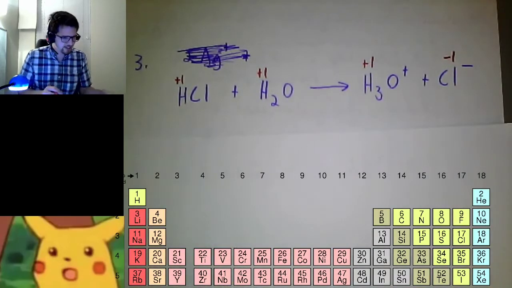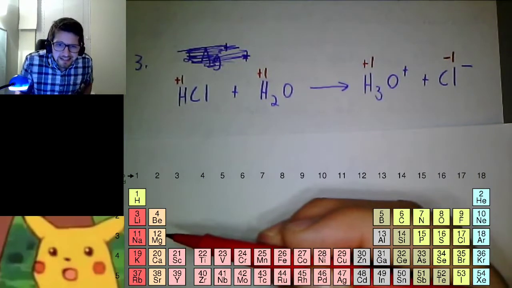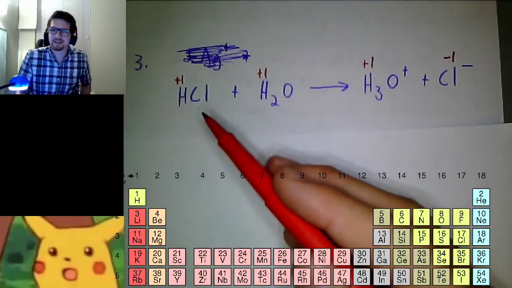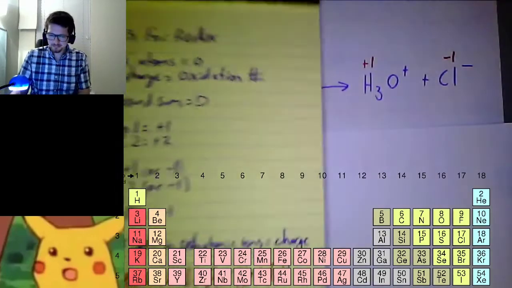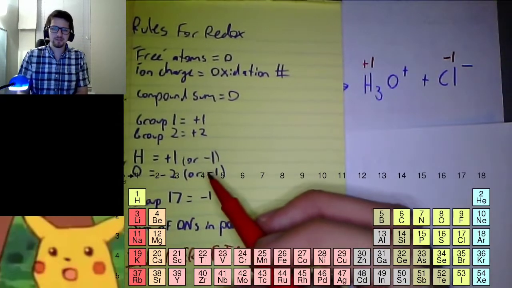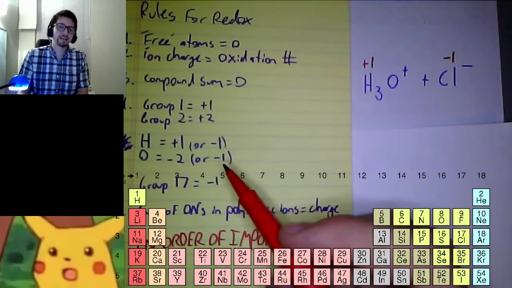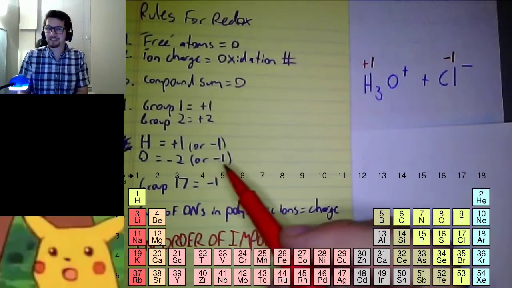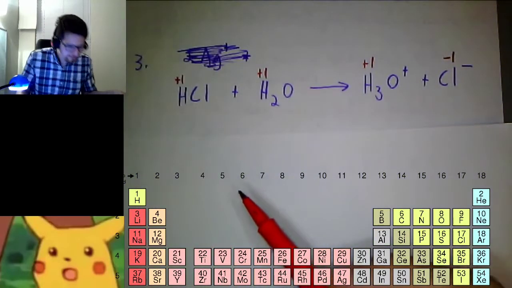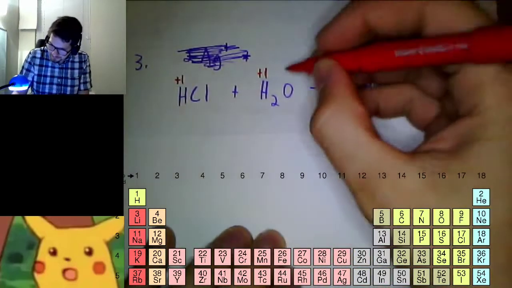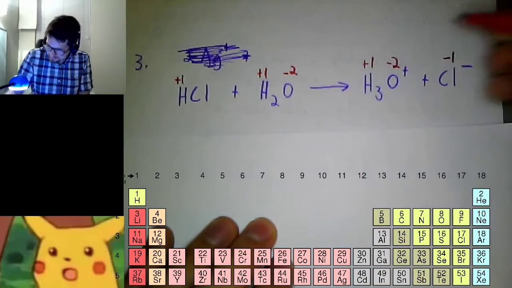Okay, looks like I got as far as I can. Group 2 is plus 2. Do I have any magnesiums, calciums, anything like that? I got a chlorine, oxygen. No, that's not helping me. H is plus 1 or minus 1. Well, that doesn't help me much. Oxygen is negative 2 or negative 1. It's so rarely negative 1, we can almost exclusively say it's negative 2. Do we have any oxygens? Yes, we do. This is supposed to be negative 2, and this is supposed to be negative 2.